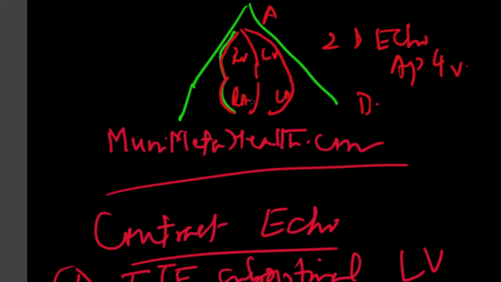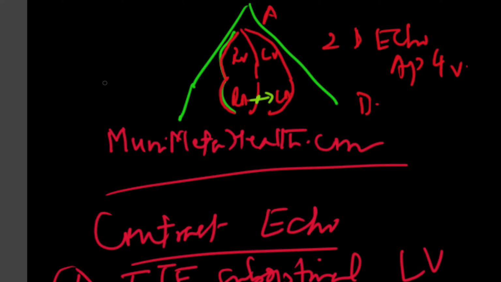Now, obviously, the shunt will be present where? Between the right atrium and the left atrium. So here, assuming that this is your patent foramen ovale, the shunt will traverse in this direction. So now, what is contrast echo?